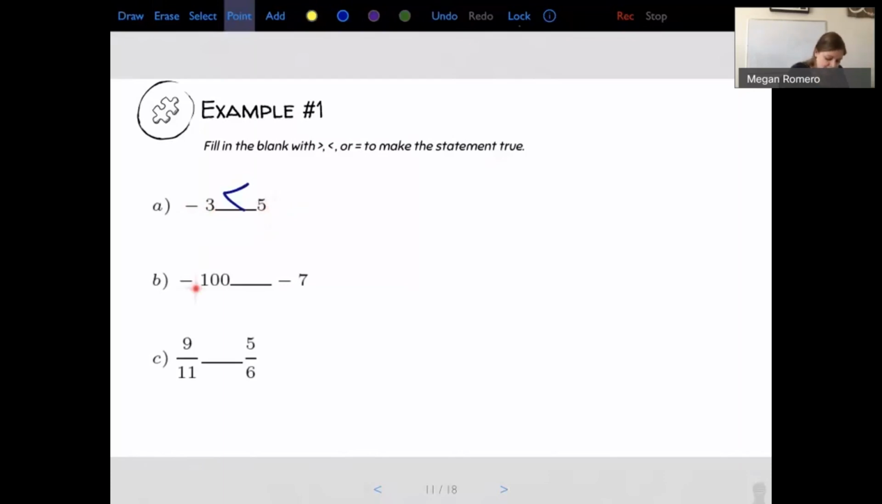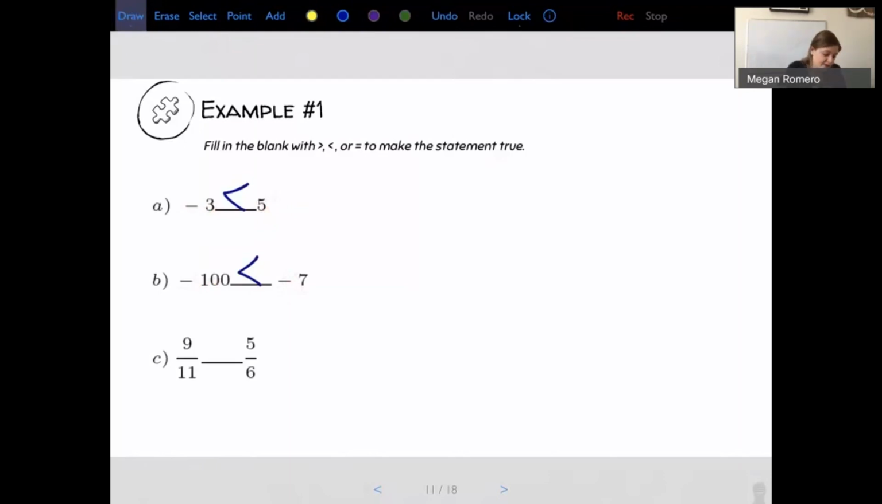Part B, -100 compared to -7. Which one is bigger? The one that's closer to 0 is bigger. So again, we have -100 is less than -7.